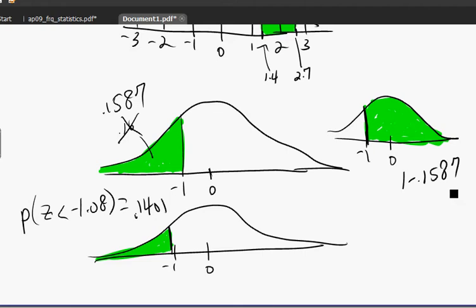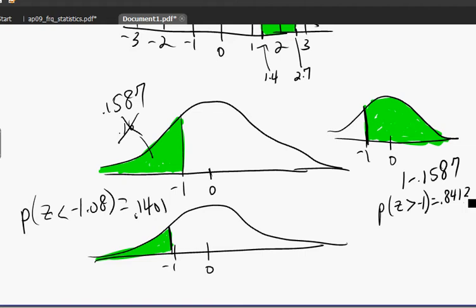So the table only works for negative. Right, but then you have to manipulate a little bit more when you want to go to positive infinity. So the probability that my z is greater than negative 1 is, what's 1 minus 0.1587?